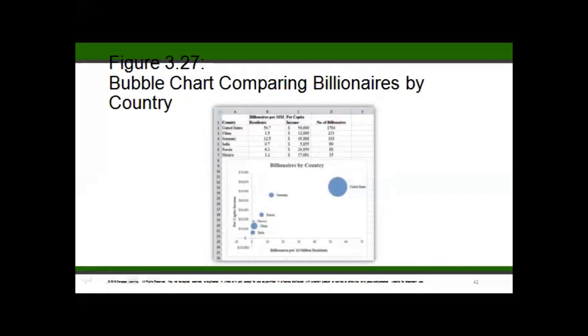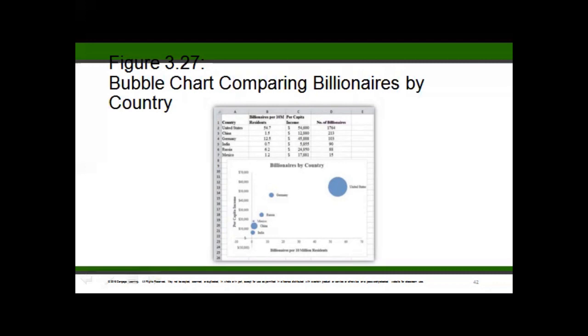The completed bubble chart in this figure enables us to easily associate each country with the corresponding bubble. Hong Kong has the most billionaires per 10 million residents, but the United States has many more billionaires overall. Hong Kong has a much smaller population than the United States.